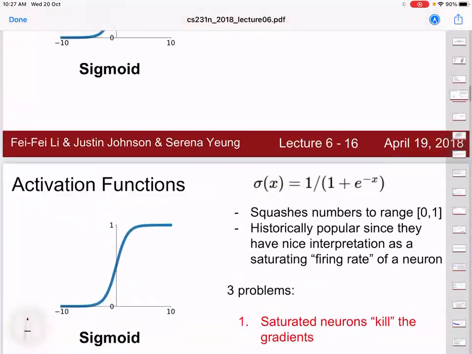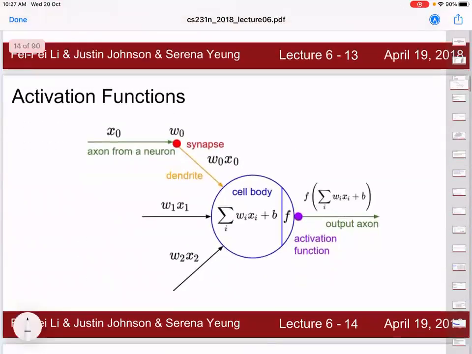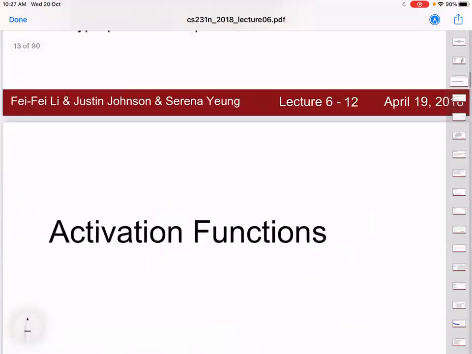Hope you are able to see the share screen now. Yes, sir. Yes. Okay.